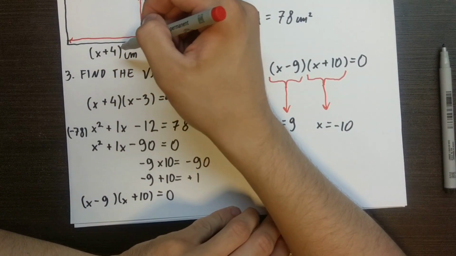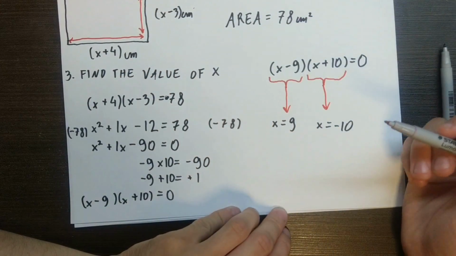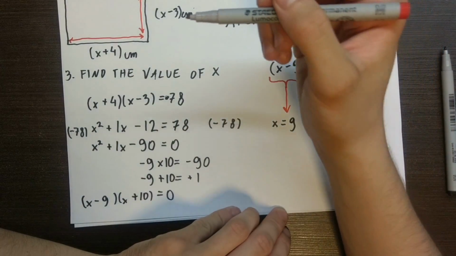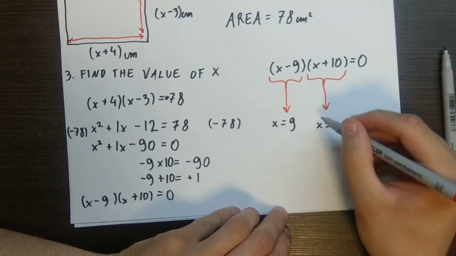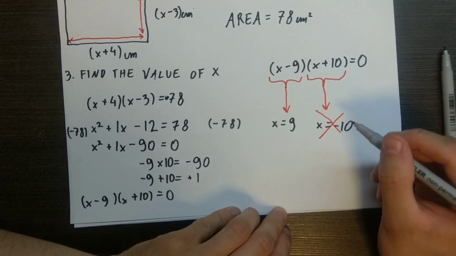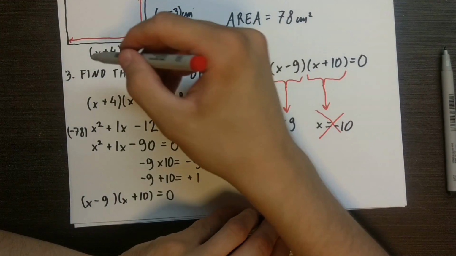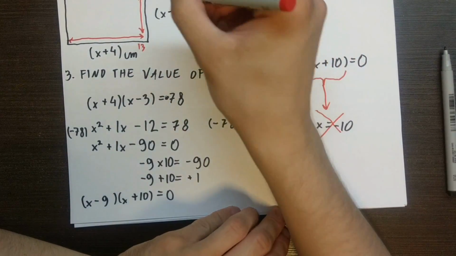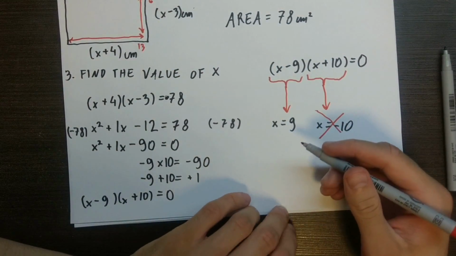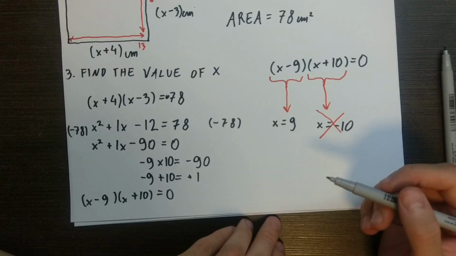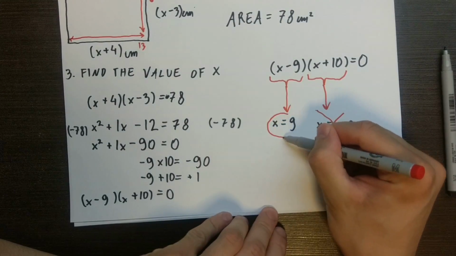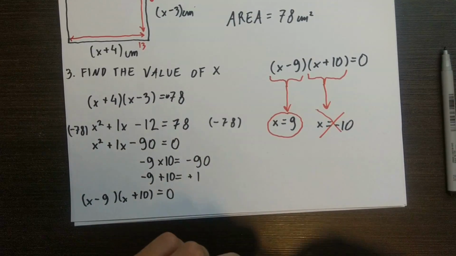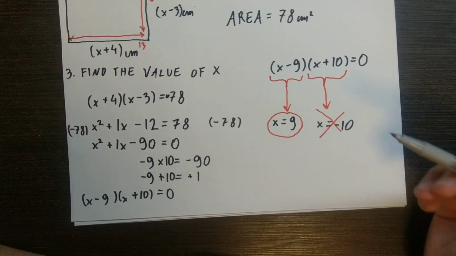Well, negative 10 plus 4 will give us negative 6, and negative 10 minus 3 will give us negative 13. So this cannot possibly be the answer we're looking for. How about this one? A positive 9 plus 4. Positive 9 plus 4 will give us 13 here, and positive 9 minus 3 will still give us a positive 6 here. So this is the answer we are looking for in this question. x equals positive 9.